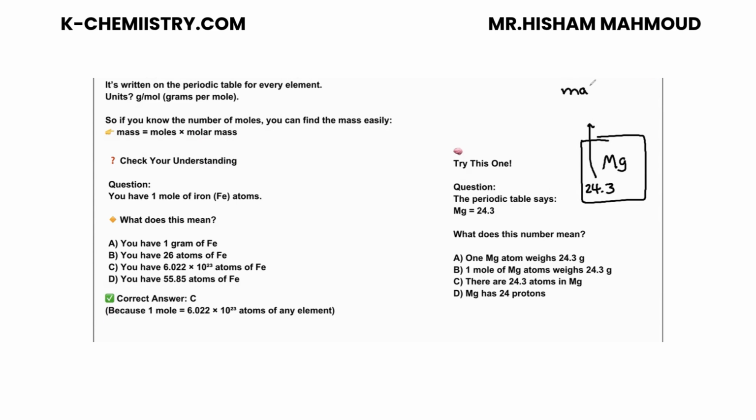The number that you see in the periodic table is the mass in grams of 1 mole of magnesium. So it's not 1 magnesium atom. It's much more than that. 1 mole of magnesium atoms weighs 24.3 grams. That's correct. Are there 24.3 atoms in magnesium? No. Magnesium has 24 protons. That's no. So this is the correct answer, number B.